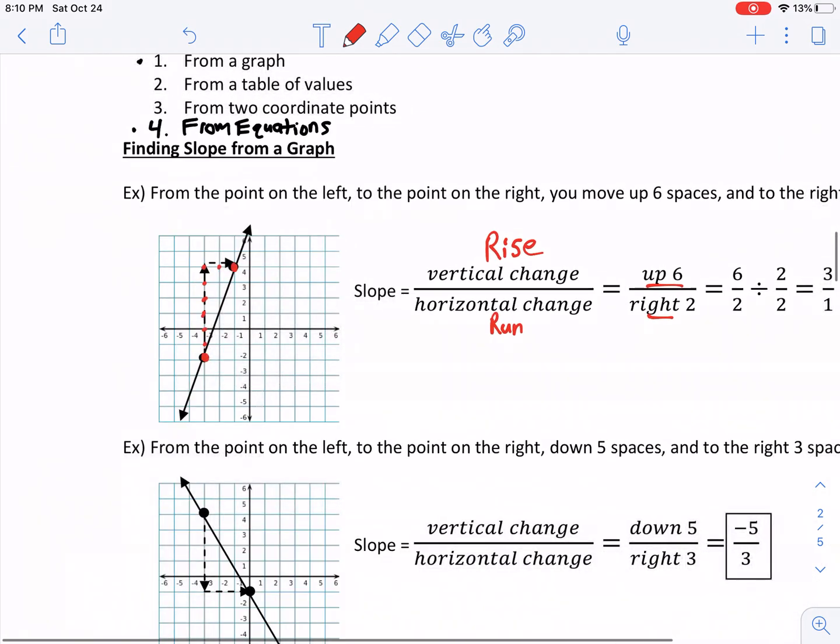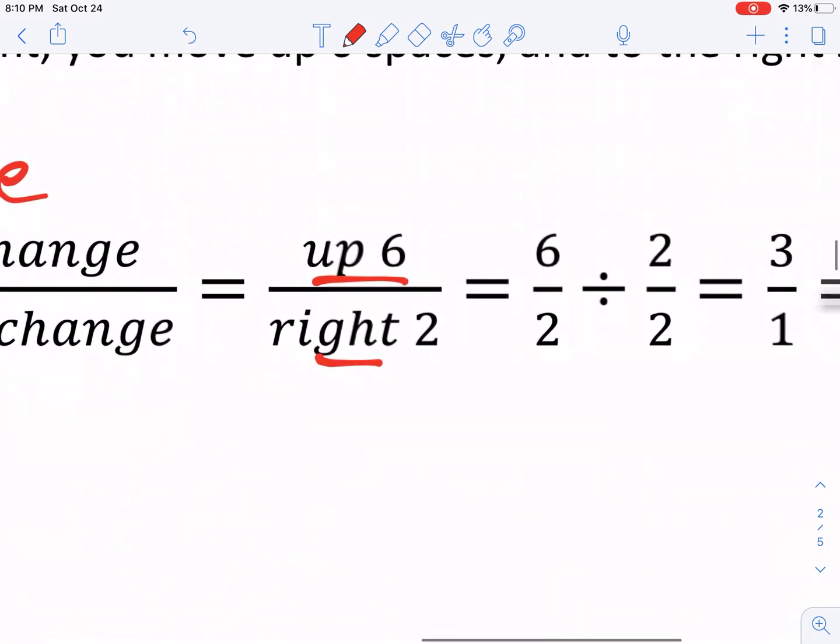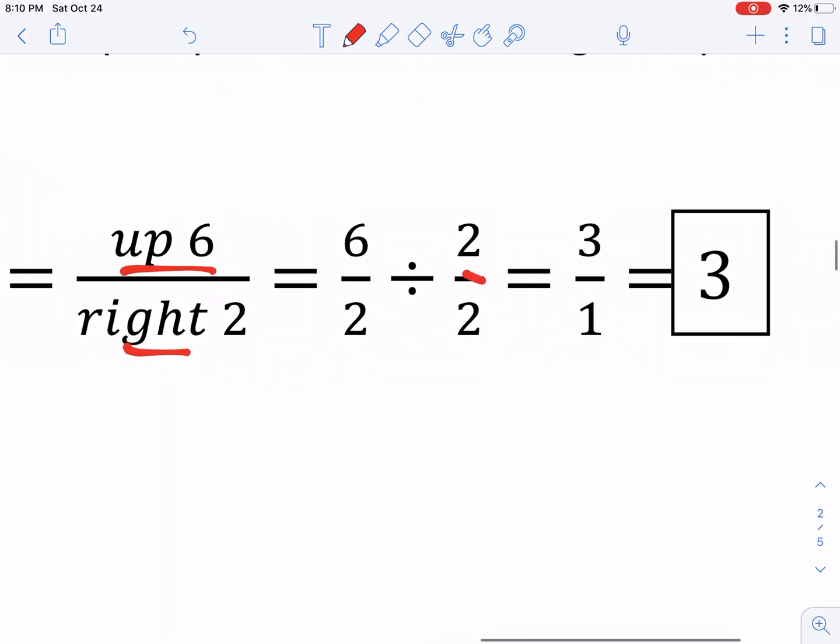So the slope here is described as vertical change over horizontal change, or rise over run. Okay, it's that ratio. So my slope of this graph, I had to go up 6, that's positive, right 2, that's positive. So it'd be 6 divided by 2. Well, can we reduce that? Yeah, I can divide out a 2 from both, and we get 6 divided by 2 is 3. 2 divided by 2 is 1.